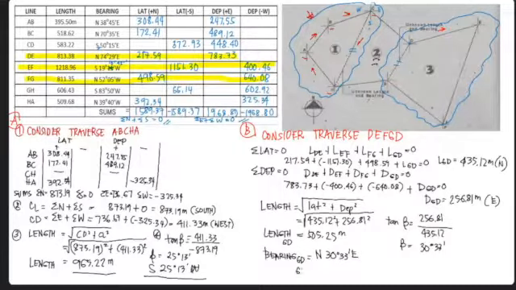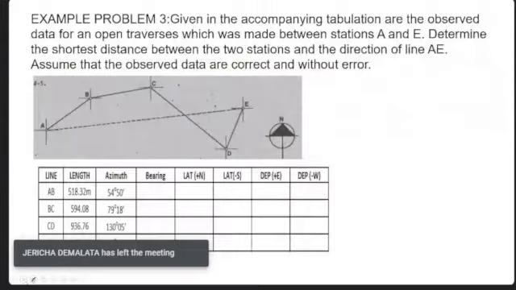Pero kung GD or DG, sorry, kung DG, this should be south 30 degrees 33 minutes west. Okay, so thank you Rolando. Ito yung ating length and bearing for line GD, DG. Okay, so I believe naintindihan mo yan Rolando, no? Thank you. Next. So example number 3, problem.